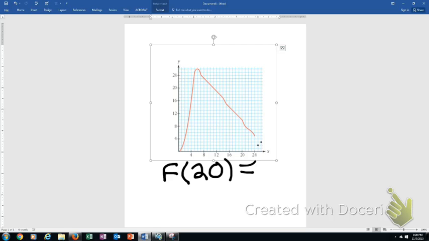I'm assuming I'm back with you guys. So again, our input in this case is 20. So I find 20. I'm going to go look at what the output is. In this case, the output looks to be somewhere, let's see, this is by 2, so somewhere around 12. A function of 20 is 12.